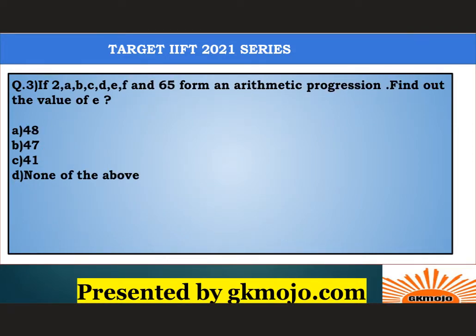If 2, A, B, C, D, E, F and 65 form an arithmetic progression, find out the value of E. So this is the series 2, A, B, C, D, E, F and 65. Total 8 terms are there. So we'll assume the common difference as, let's say, big D, because small d we have already taken in the series.